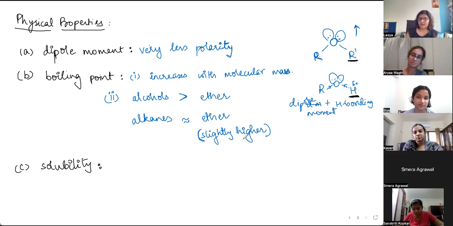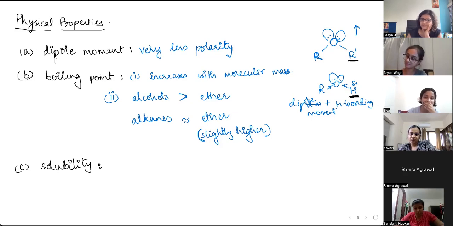Polarity, so more polar means more attractive forces, right? So higher boiling point, you need slightly more energy to vaporize ethers compared to alkanes. So they are mostly comparable, it's just slightly higher. The difference is not that significant. Here this difference is quite significant, much higher than ethers.